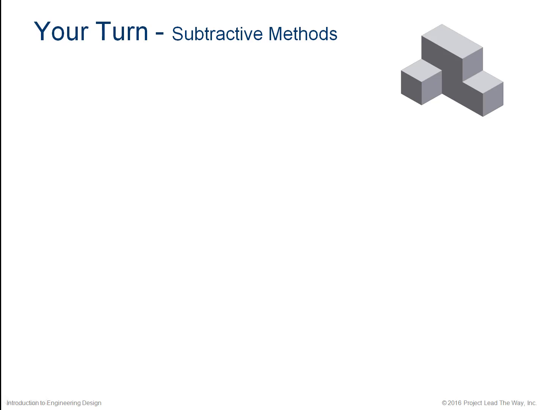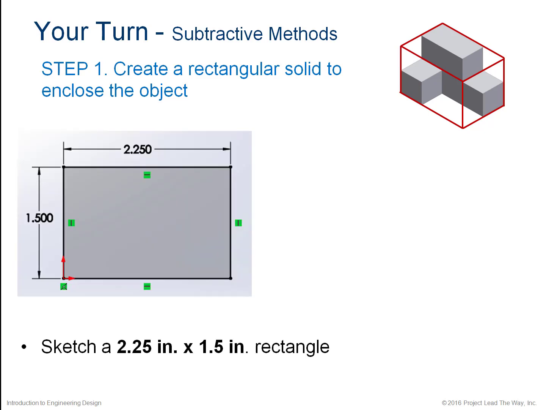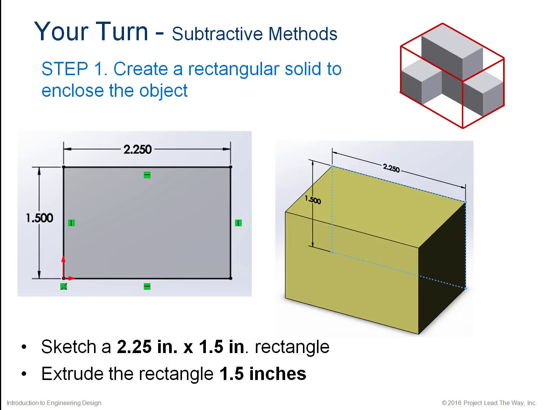First, we're going to make a rectangular solid, which will enclose the entire part. Now, as I look at this solid, I need to do some calculations. If each square is 0.75 inches, this solid cube is 2.25 inches wide, 1.5 inches tall, and 1.5 inches deep. So start out on any plane and sketch this 2.25 by 1.5 rectangle. That represents the front face of the object. And extrude that out to 1.5 inches. You'll have something that looks like this.